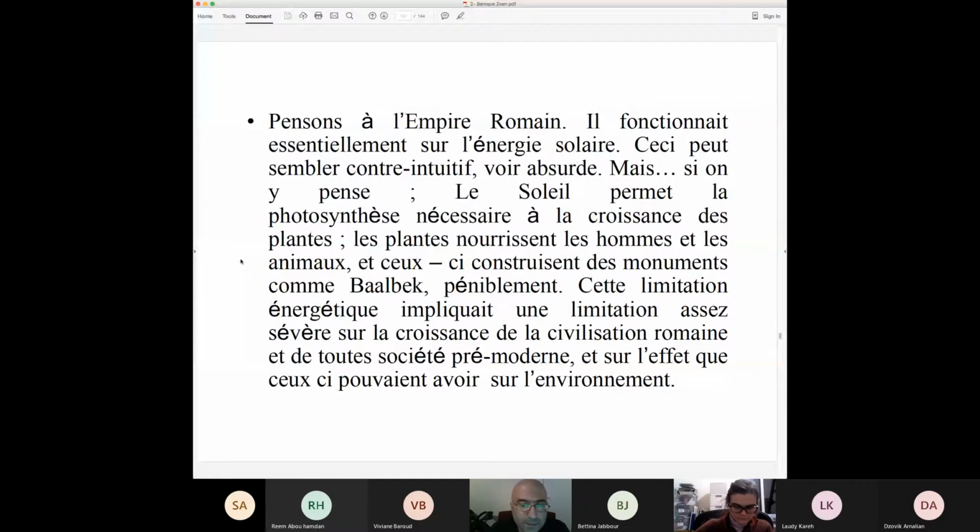But what it means is that pre-modern humans had very strong restrictions in terms of energy. They were, in terms of energy, restricted to what agriculture and indirectly what the sun could give them. What this means, among other things, is that this implied limitations on the growth of an empire such as the Roman Empire.